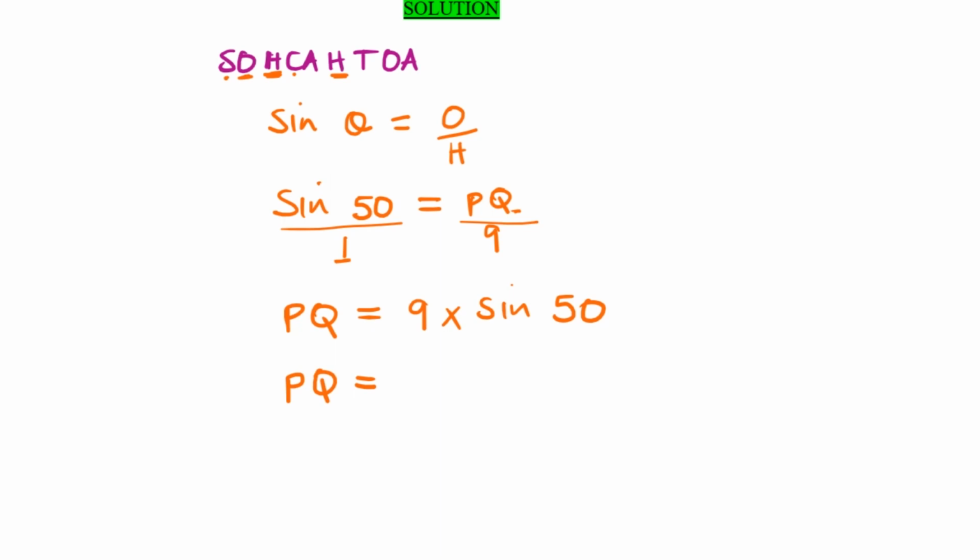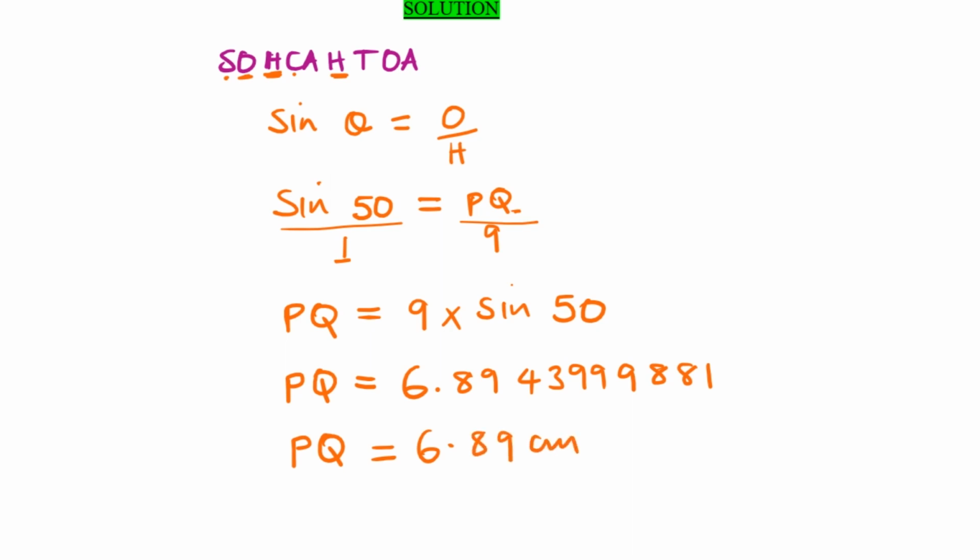It is going to give us 6.8943999881. We can maybe just round off to 2 decimal places because that's exam standard. So we are going to have 6.89, and these are centimeters because we are finding the length PQ. So the length PQ will just give us 6.89 centimeters.